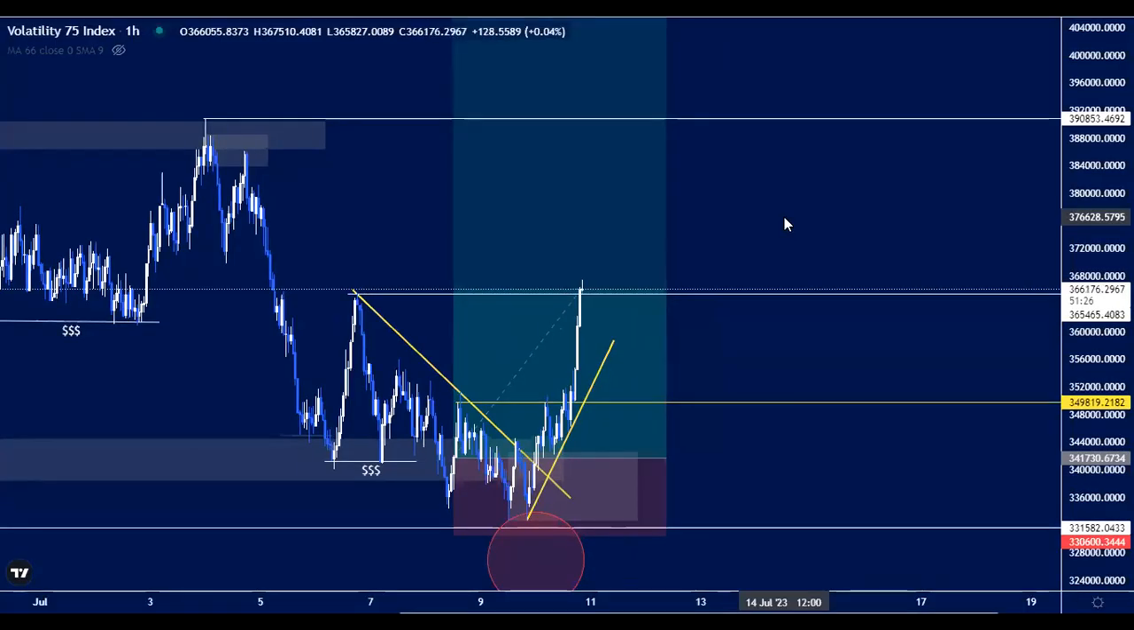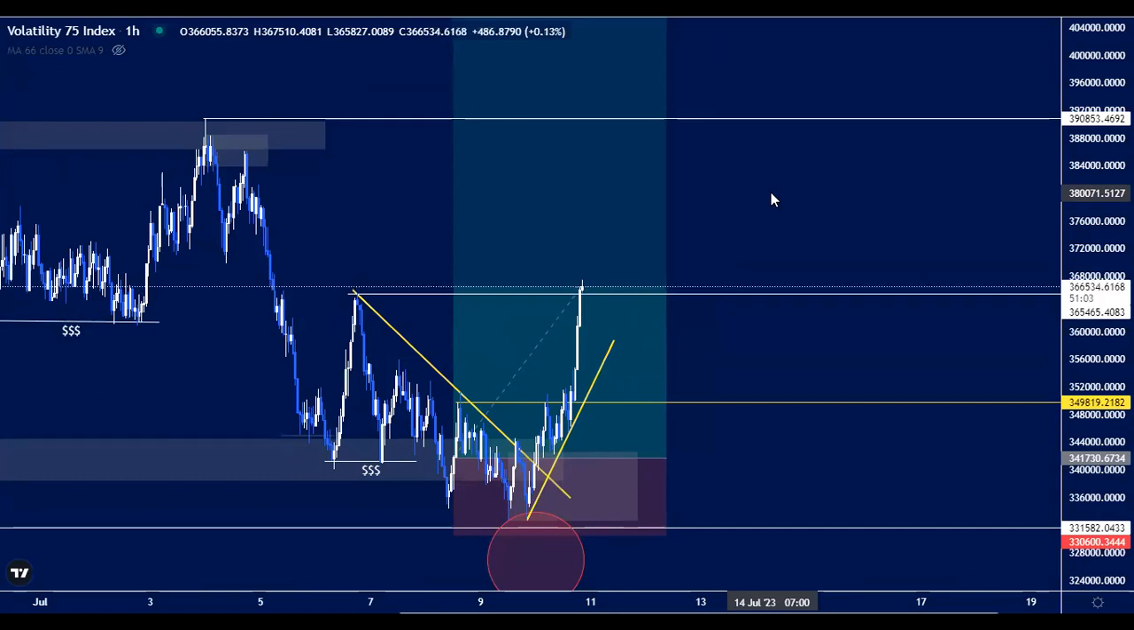These are the top four pairs that I'm going to analyze with you. One of the pairs was volatility 75, and we are currently in a trade. We took a trade in the morning.